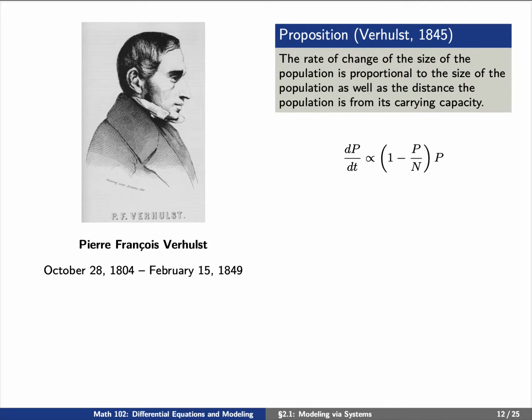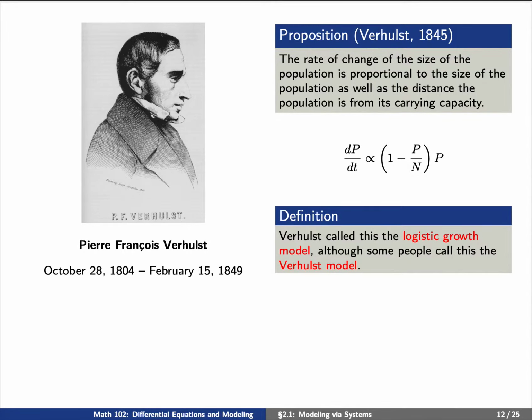In 1845, he gave the following expression for how a population should grow. He stated that the rate of change of the size of a population is proportional to the size of the population as well as the distance the population is from its carrying capacity. In other words, if we let P(t) denote the size of the population at time t, then its change, dP/dt, should be proportional to 1 minus P over N, where N is the carrying capacity, times P itself.